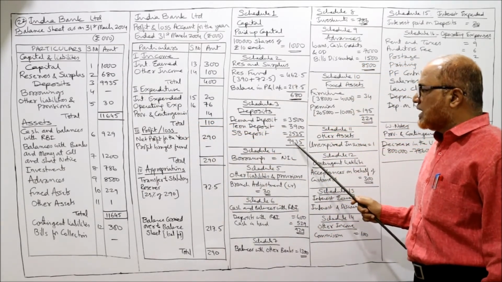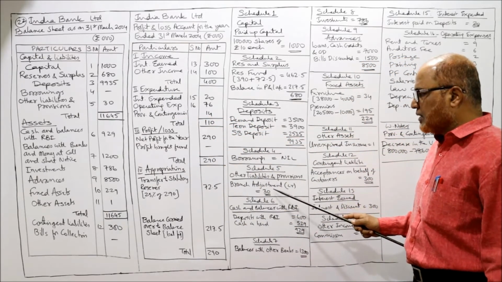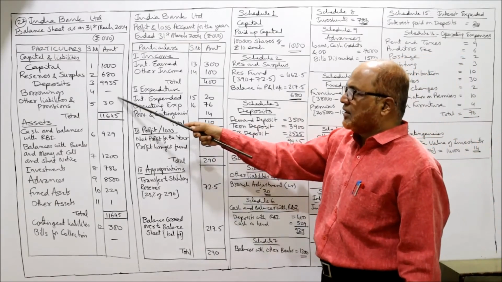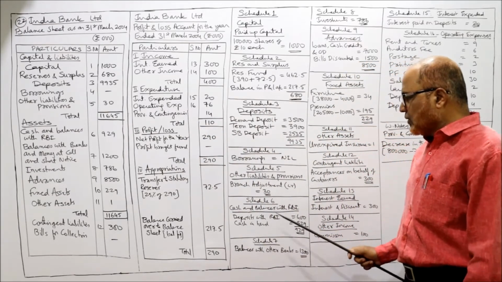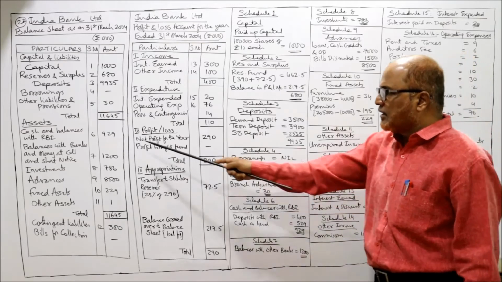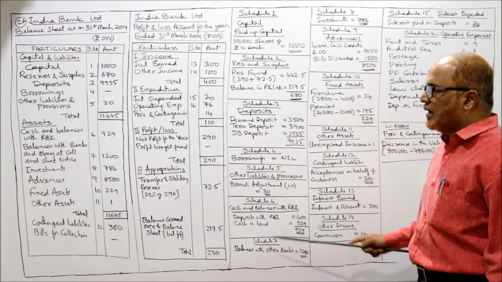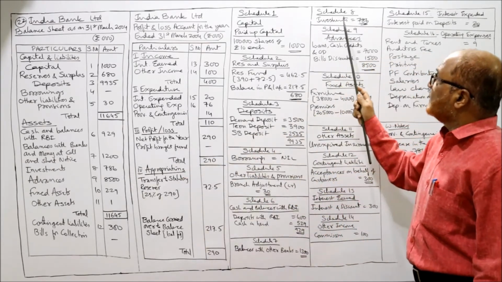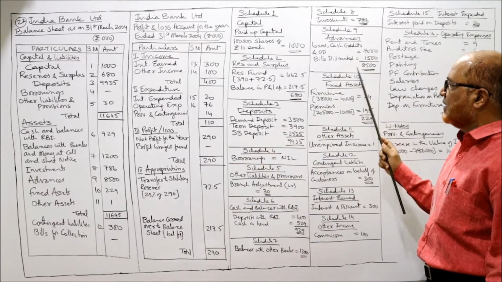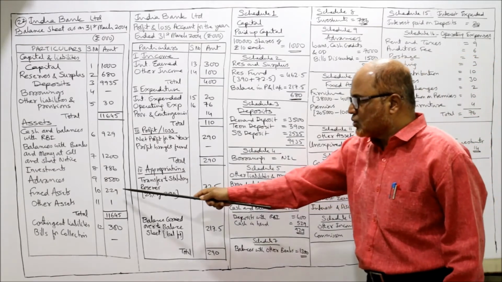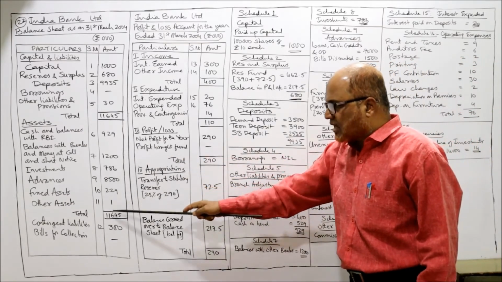Then third schedule, deposits 9935. Borrowings nil. No borrowings are there. Fifth schedule, other liabilities and provisions 30. I have taken 30. The total of the liability side is 11,645. Then assets. Sixth schedule, cash and balances with RBI 929. Seventh, balance with other banks, money at call and short notice 1200. Investment 786 here. Ninth schedule, advances 8,500. 10th schedule, fixed assets 229. Other assets, unexpired insurance 1. The total of the assets is 11,645.